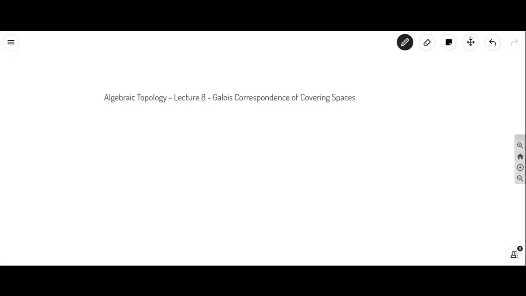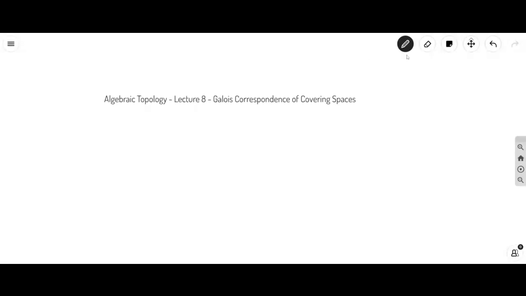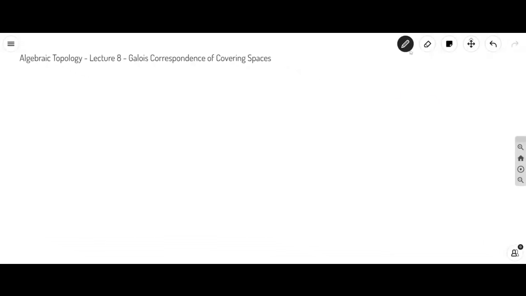The title of this lecture is Galois Correspondence. And you might find that to be a very unusual name because you've probably heard the name of Galois before, and you think of that name as being associated with something to do in algebra and polynomials and equations and things like that.